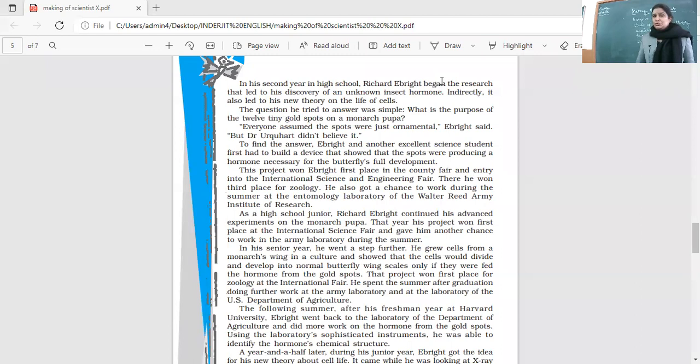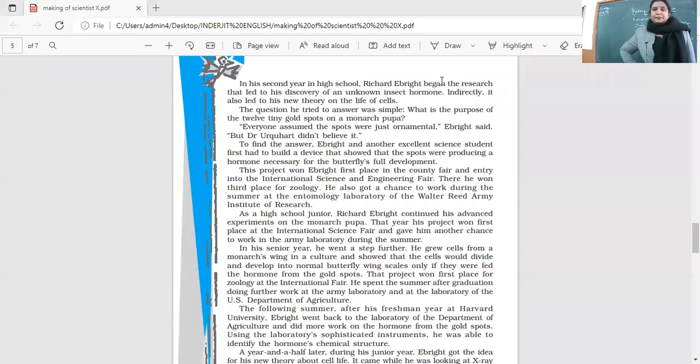As a high school junior, Richard Ebright continued his advanced experiments on the monarch pupa. That year, his project won first place at the International Science Fair and gave him another chance to work in the Army laboratory during the summer. So whenever he got a prize, he was moving one step forward and he was getting chances to work at the Army laboratory.